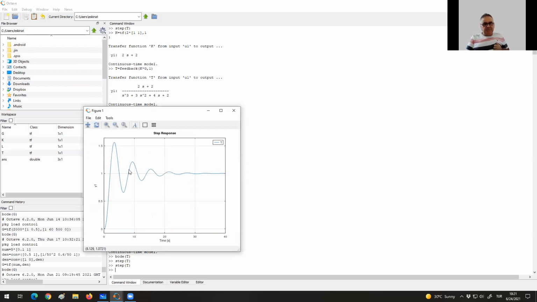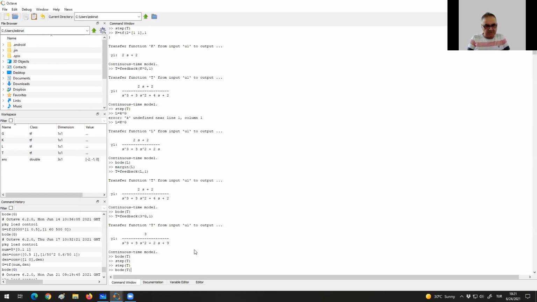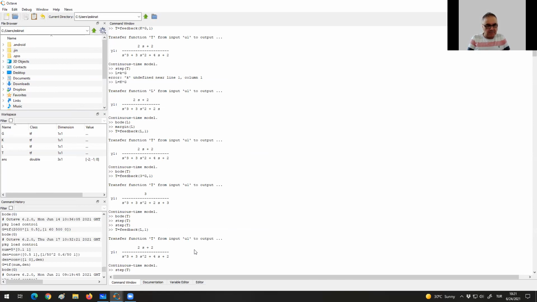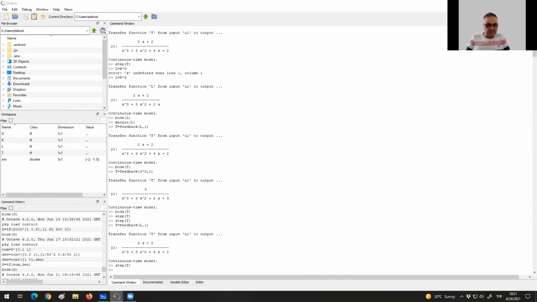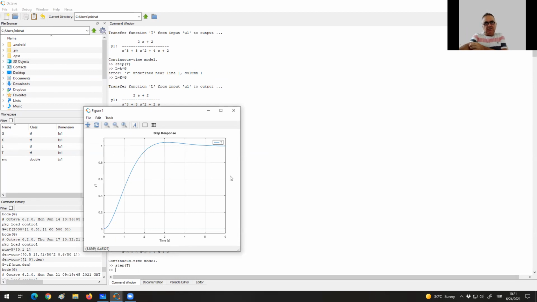So this is the step response of the P control, whereas this is the step response of the so-called PD control, which is, as you see, much better. And it is also seen in the frequency domain performance criteria as well.